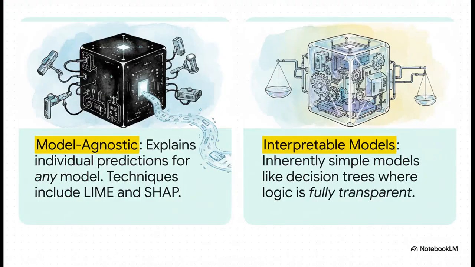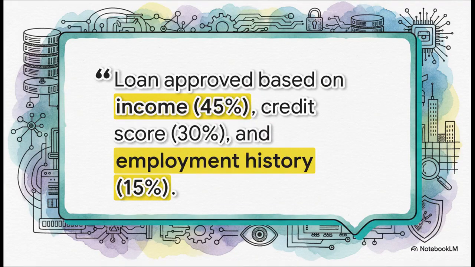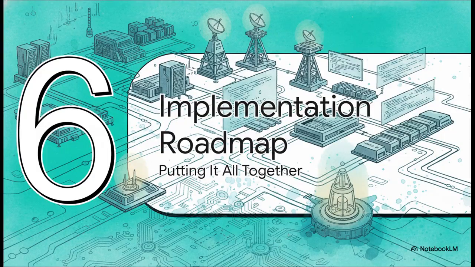There are really 2 main ways to go about this. You can use what are called model-agnostic tools, things like LIME or SHAP, that basically poke and prod any model to figure out why it made a specific decision. Or you can choose to build inherently simple models from the start, like decision trees, where the logic is totally transparent. It really highlights a crucial trade-off. You often have to balance a model's raw power against how easy it is to understand. And here's what that actually looks like in the real world. Instead of just getting a yes or a no from the machine, you get a clear, plain English explanation. This is how you make these complex AI decisions make sense to customers, to regulators, and even to your own internal teams.